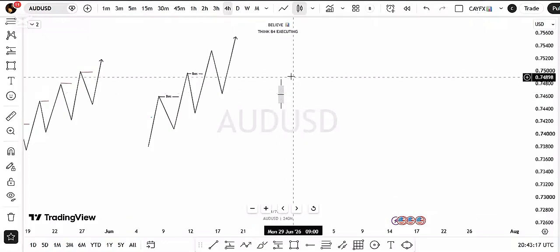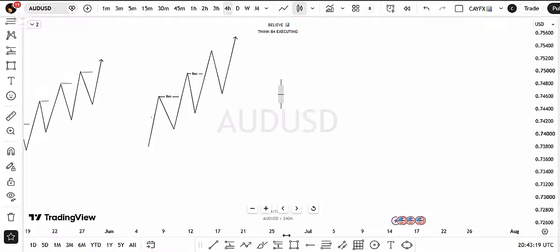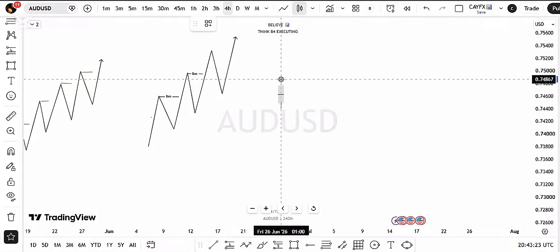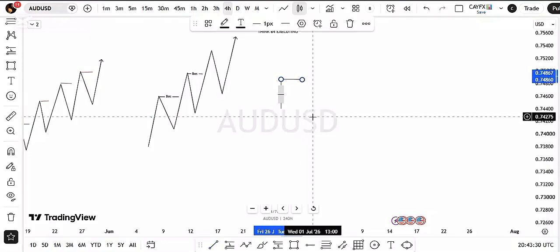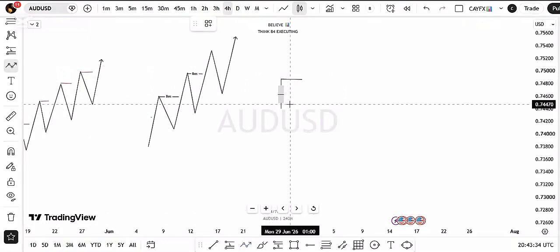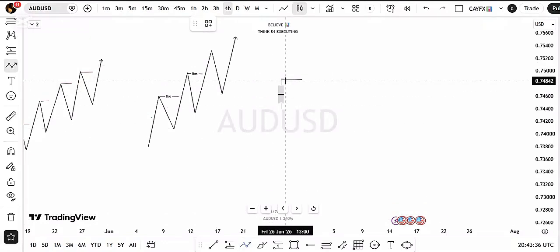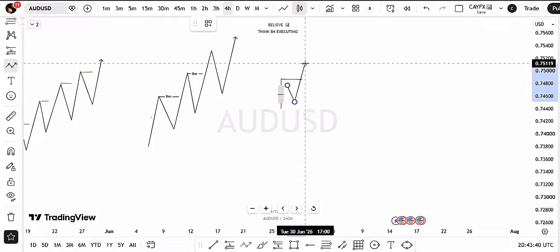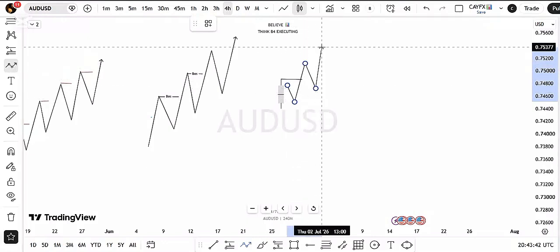The market has to take out this high to give us a new break of structure. Okay, so the market needs to take out this high to give us what? A new break of structure. The market is pulling back to do what? Give us a new break of structure, then continue moving. All right.